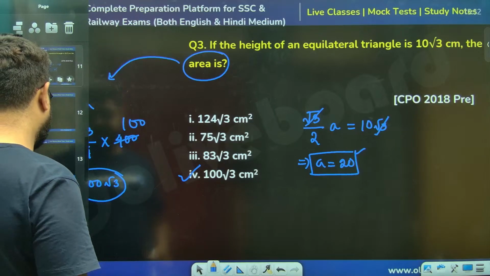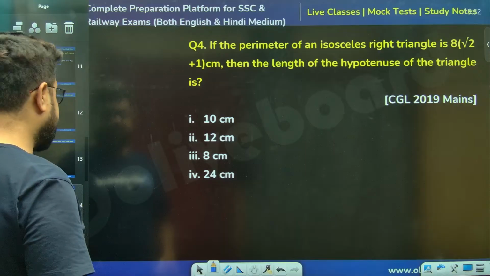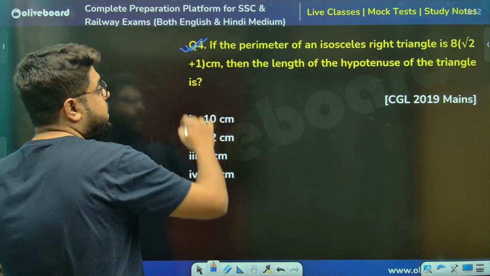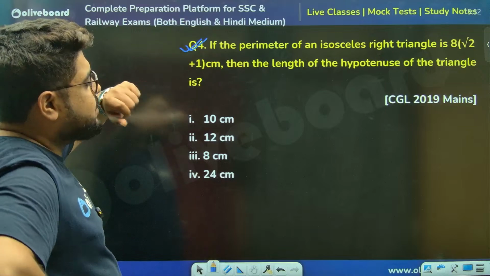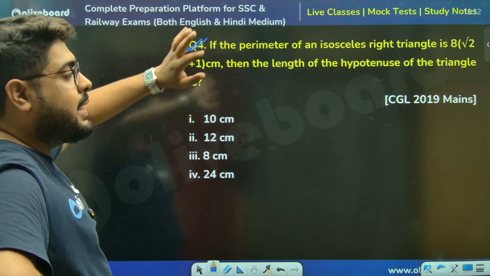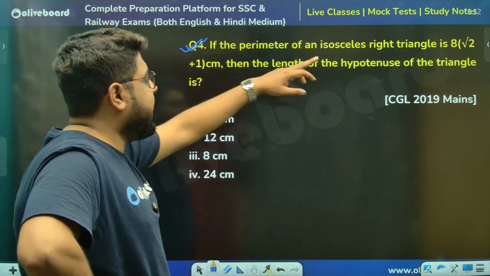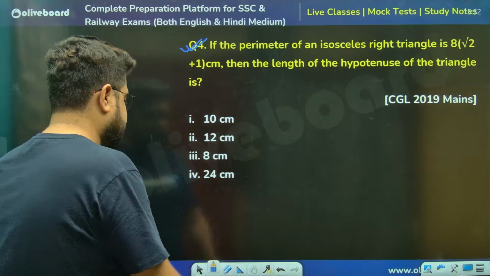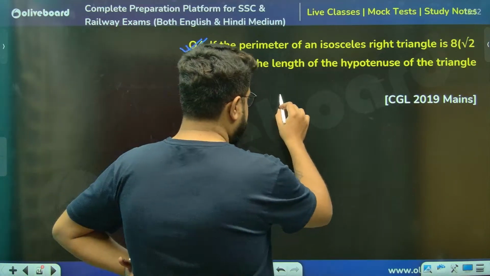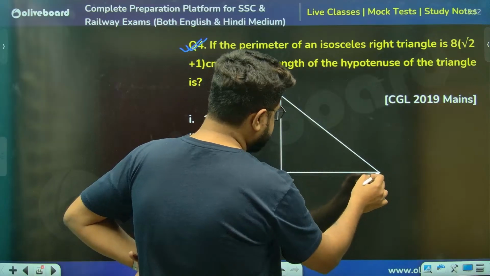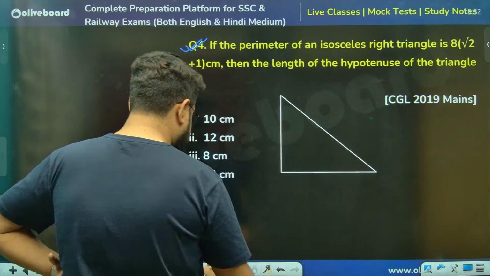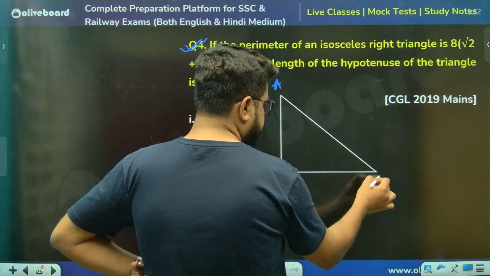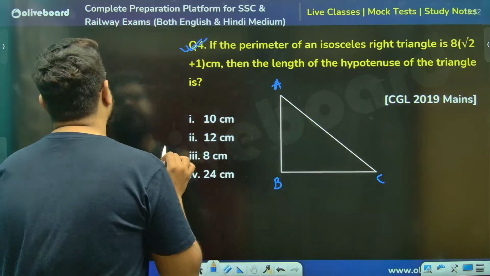Sir, isosceles triangle. I have discussed isosceles. चलो सर एक बार पढ़ लेते हैं. The perimeter of a right angle isosceles triangle is 8 root 2 plus 1. Then the length of the hypotenuse. थोड़ा दिमाग लगाओ सर. Use a little bit of your brain.